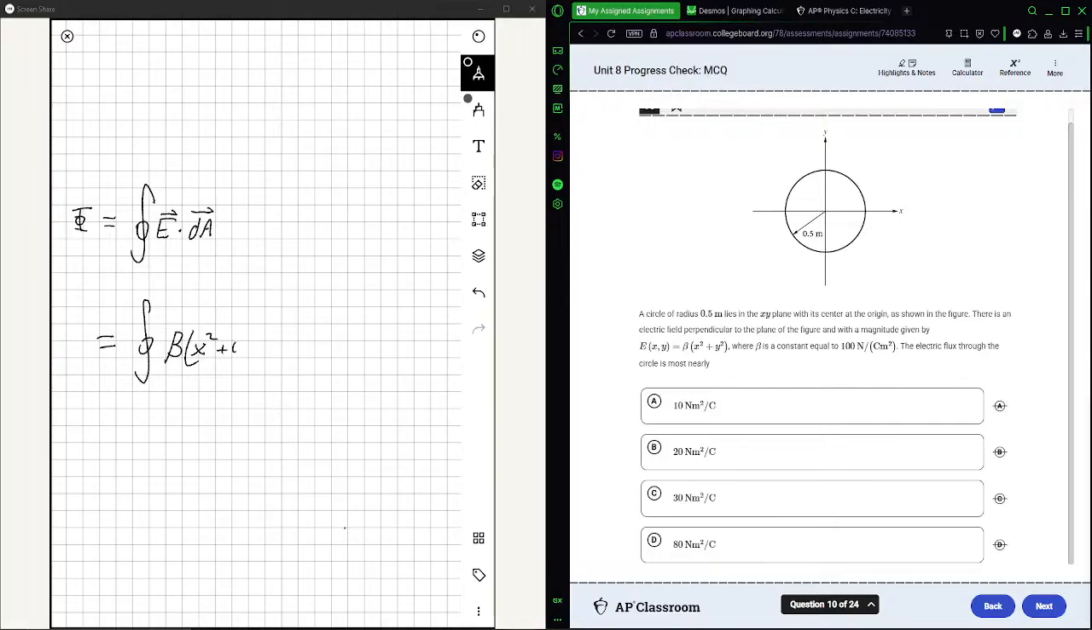X squared plus y squared. Okay, bro, this is not physics C, bro. What the hell is this? I kind of agree that it's not physics C, but that's the question.